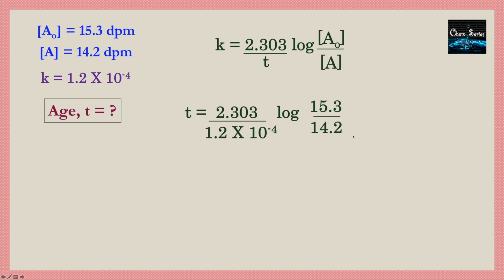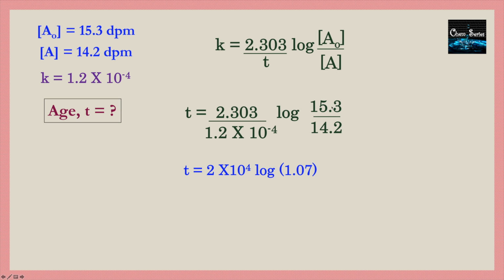You don't need to evaluate accurately. No need to solve it accurately. You can just do it approximately because your answer will be approximately equal to the correct answer. So 2.303 divided by 1.2, you can take it as 2 by 1. So 2 by 1 will be 2 into 10 power 4. This 10 power minus 4, when it goes to the numerator, becomes 10 power 4.